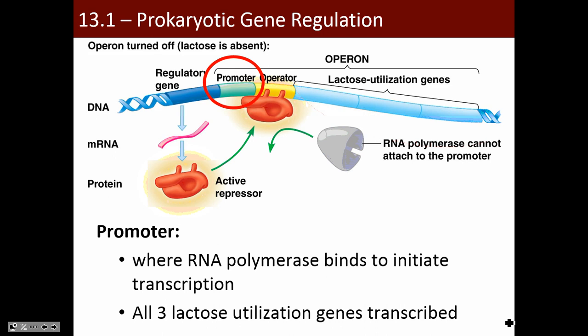The promoter is the place where the RNA polymerase binds. We've used the term promoter before when we talked about transcription. It's where we initiate transcription. So the RNA polymerase has to come and bind to the promoter in order for transcription to get started. When the RNA polymerase binds to the promoter, all 3 lactose utilization genes will be transcribed as a set.